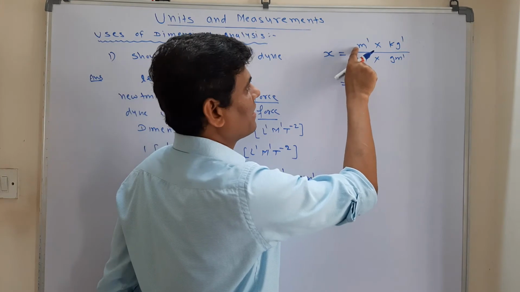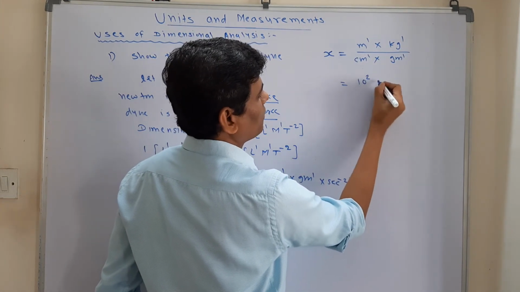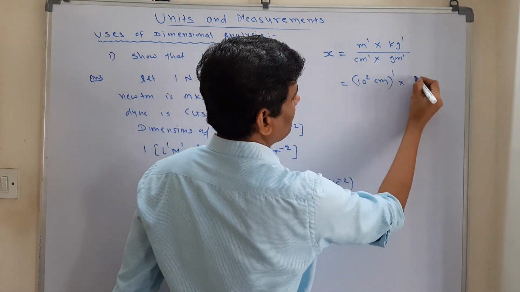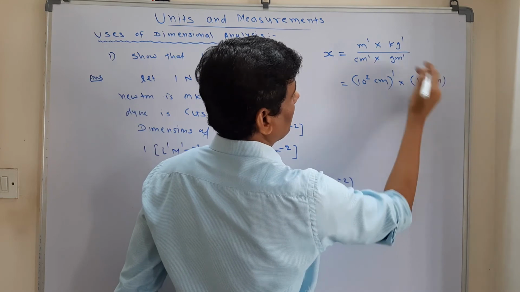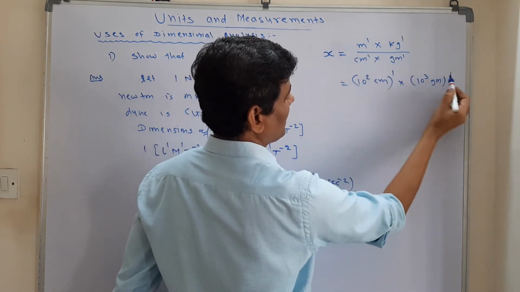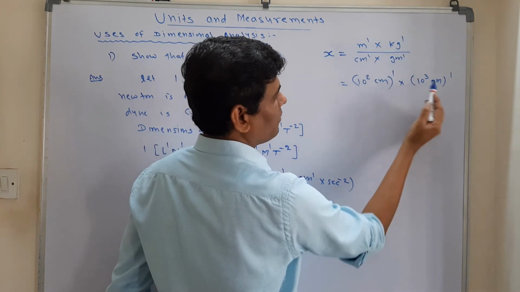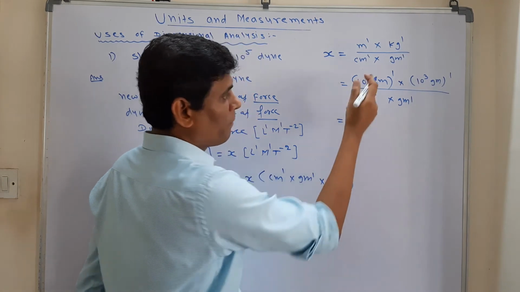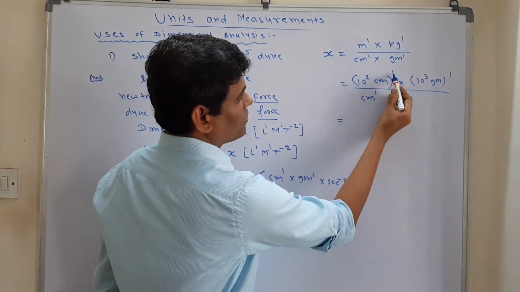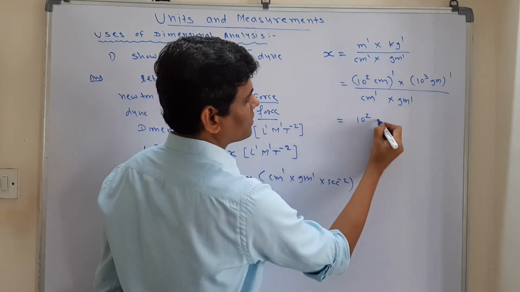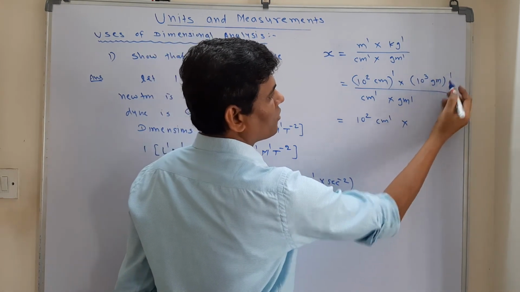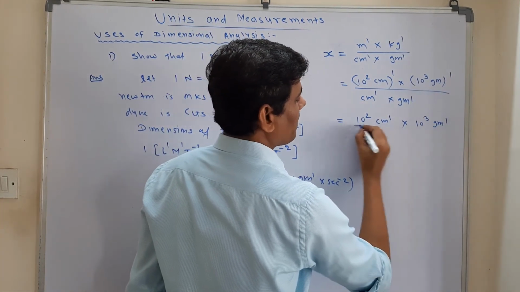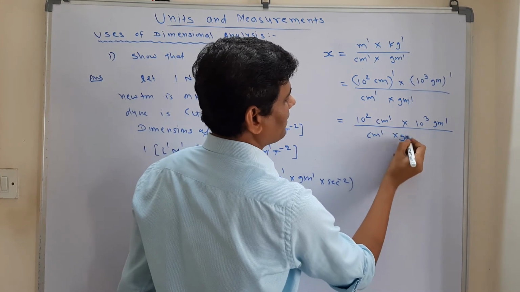Meter to centimeter, 10 raised to 2 centimeter raised to 1. Kilogram to gram, 10 raised to 3 gram raised to 1. This one as it is. This part I keep as it is, centimeter raised to 1, gram raised to 1. Opening the bracket. 10 raised to 2, 2 into 1, 2 only, centimeter raised to 1. 10 raised to 3 into 1, 10 raised to 3 only, gram raised to 1, upon centimeter raised to 1, gram raised to 1.